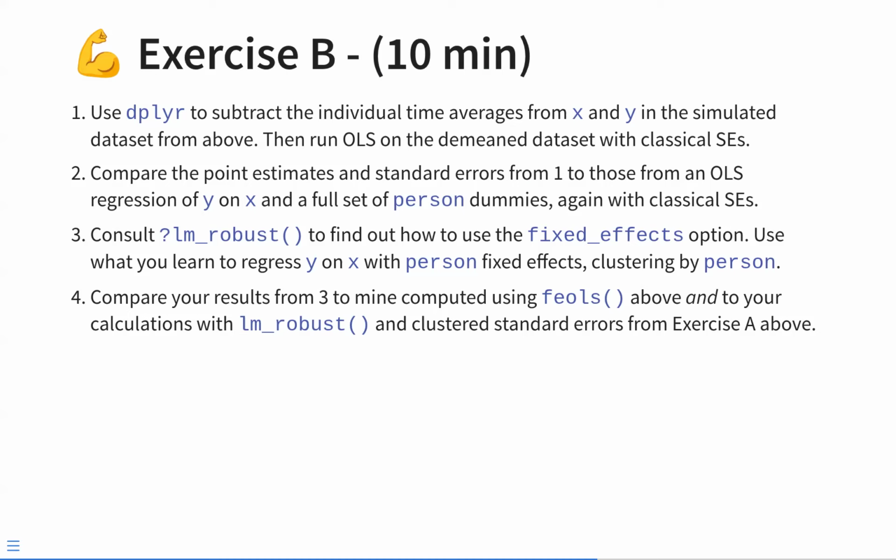So I'm asking you to demean these individual observations using dplyr, then run OLS with these classical standard errors and see what you get. I would just like to drive home the fact that it actually does not give the right result. Now, a couple other exercises for you to do here as well. So please, as usual, pause the video and give these a try. Once you're all done, you can check against the solutions.